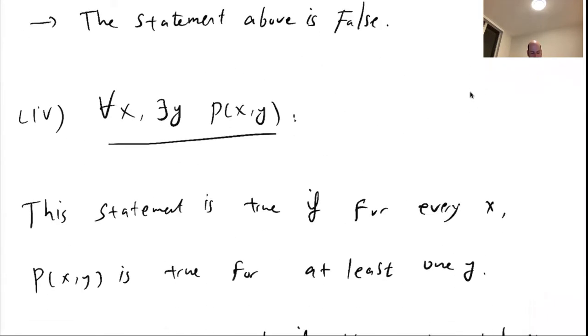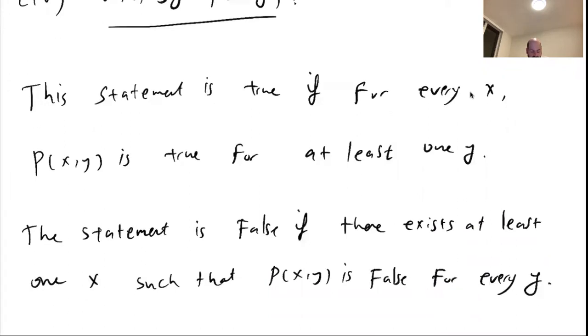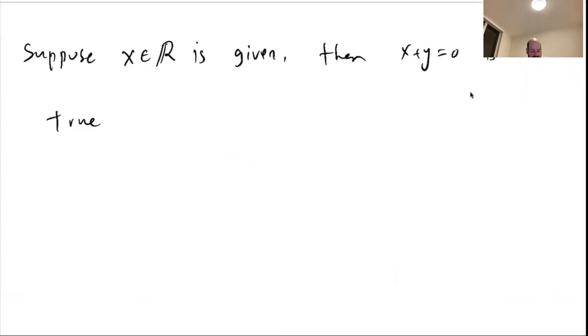See, for every x, I have to assume that some arbitrary x is given. Then I have to show p of x and y is true for at least one y. So far I assume some x is given, then I have to show x plus y equals 0 for at least one y. Which y value should I consider to have a guarantee that x plus y is equal to 0? Remember, I don't know what the value of x is here. It could be 2, 5, 10, or -2. But no matter what x is, what should I choose as y to have a guarantee that x plus y is 0?